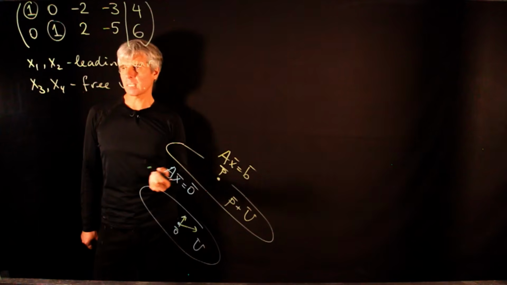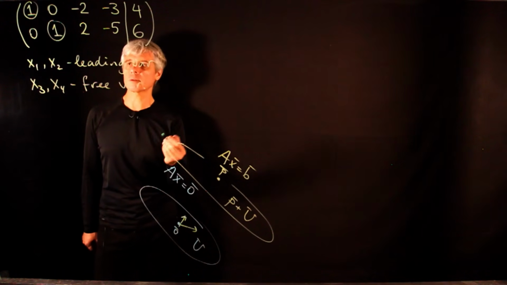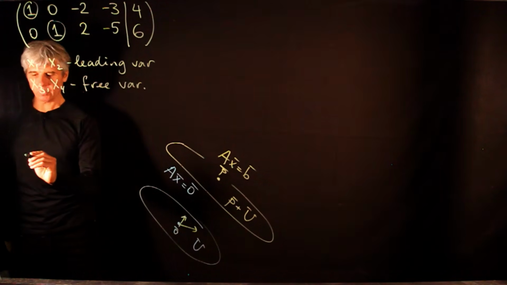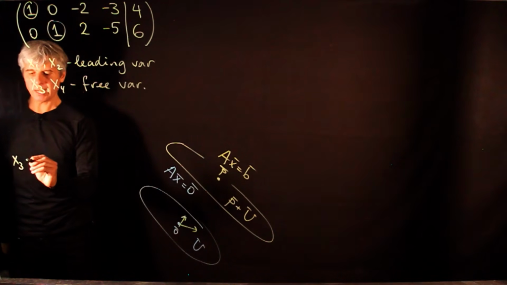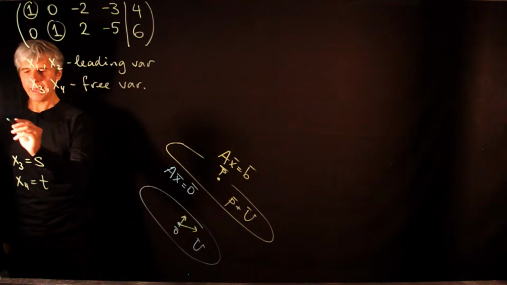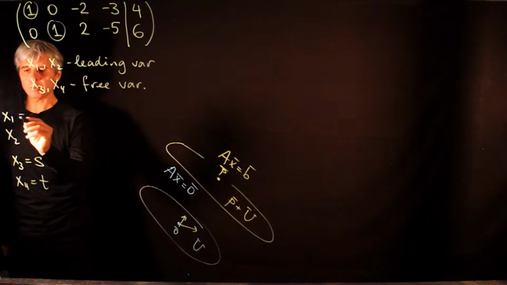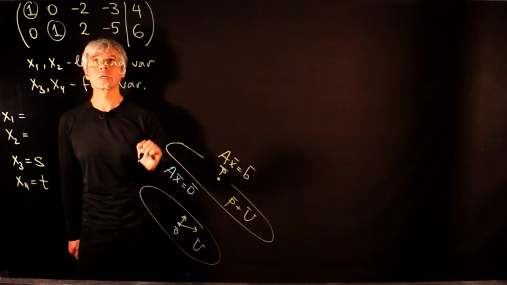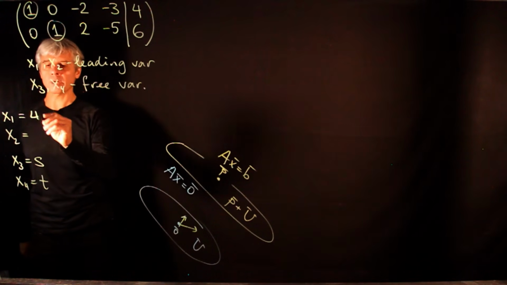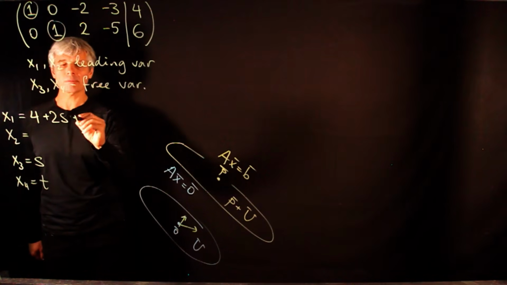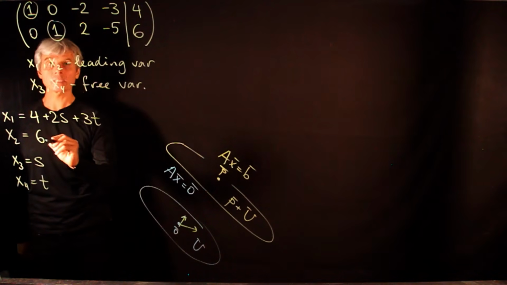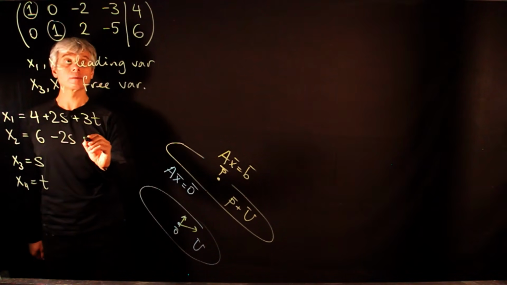So let us write down the general solution for this system of linear equations. Well, what we do is we assign parameters to the free variables. So we write that x3 is equal to s, x4 is equal to t, and then we can express the leading variables x1 and x2 in terms of these parameters. So if we move terms to the other side, then x1 is going to be 4 plus 2s plus 3t. And from the second equation, x2 is equal to 6 minus 2s plus 5t.